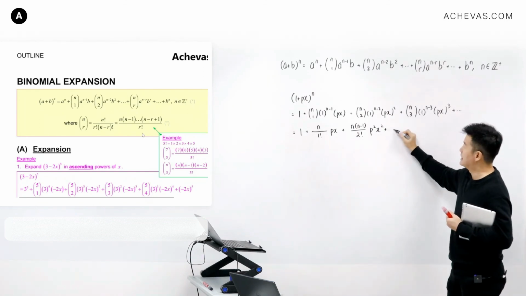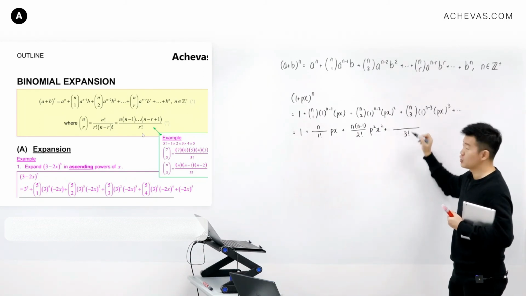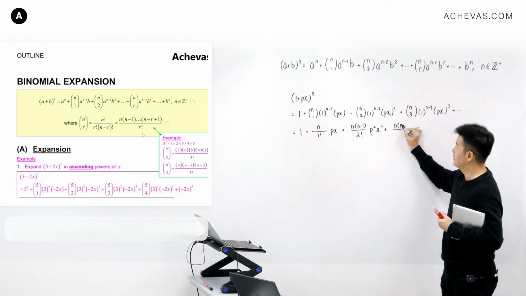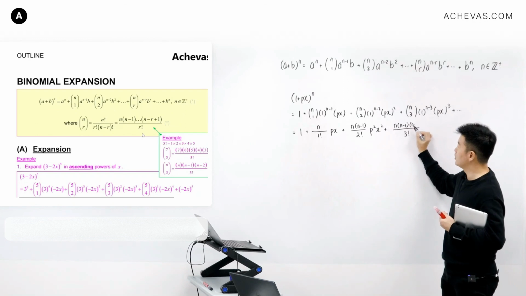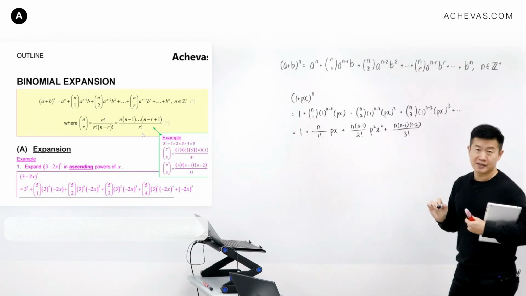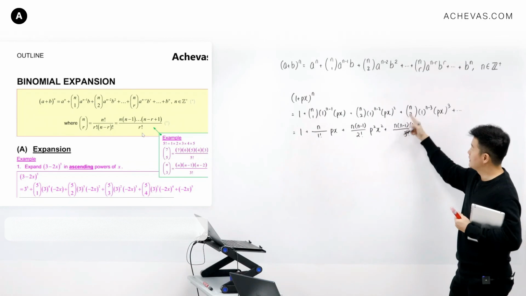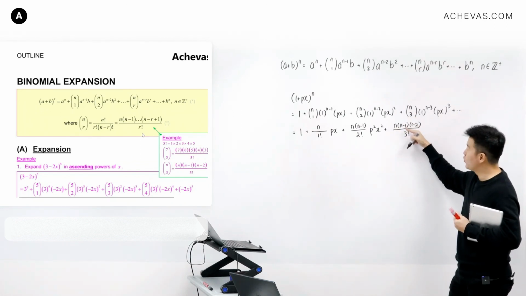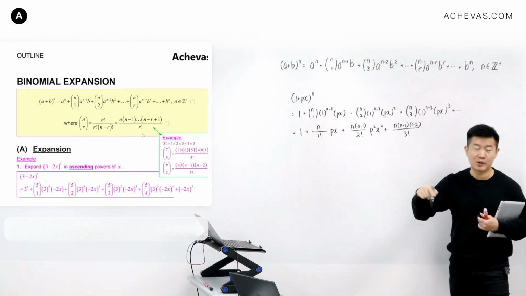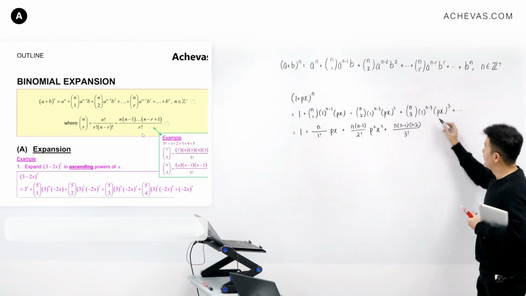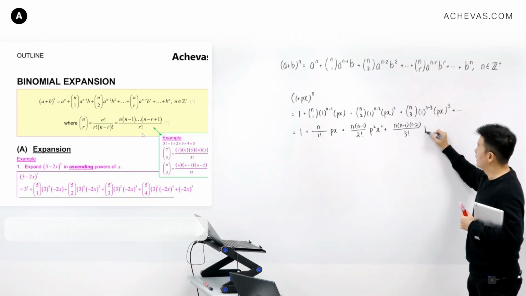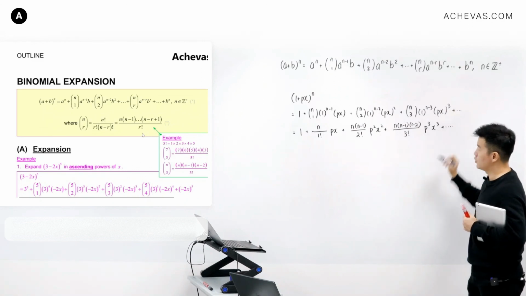As for this, the denominator is going to be 3 factorial. So the numerator will have 3 terms. Using that formula, the first term is going to be n. The next term is going to be 1 less than this, so n minus 1. The next term will be 1 less than this, so n minus 1 minus 1 will give me n minus 2. Then we have 1 to the power of anything is still going to be equal to 1. Then x to the power of 3, and so on.